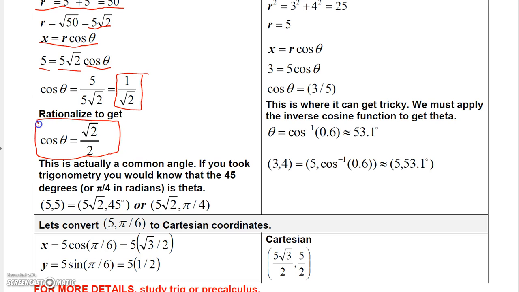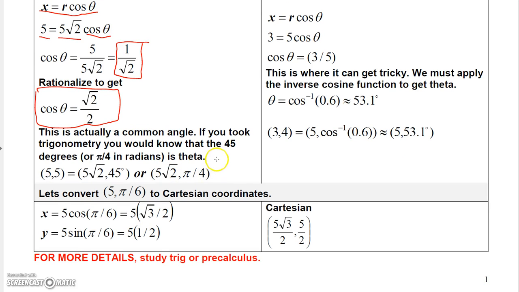So if you took trigonometry, you would know that 45 degrees, or pi over 4 in radians, is theta. So cosine of 45 degrees, or cosine of pi over 4, is always equal to square root of 2 over 2. So basically, this point in Cartesian coordinates would be r is 5 square root of 2, and theta is 45 degrees, or normally it's written in radians, 5 square root of 2 and pi over 4.